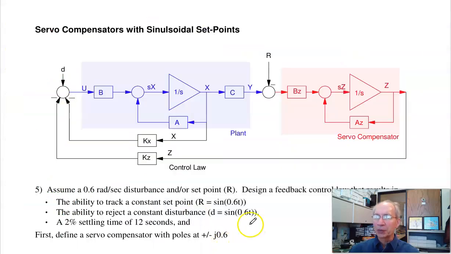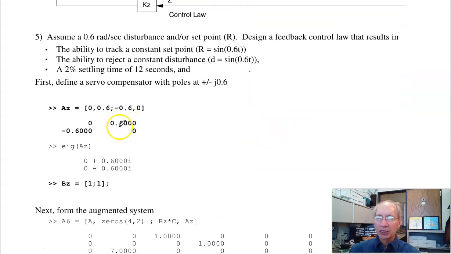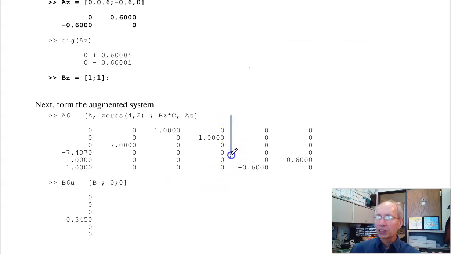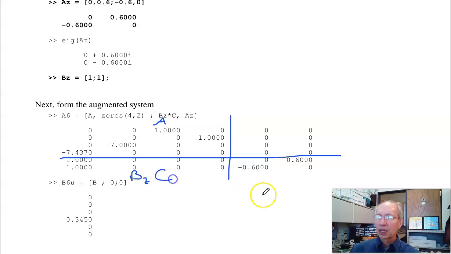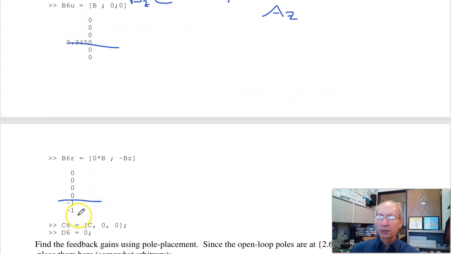Well, suppose I did want to track a sine wave. In that case, it's the same solution. Just add a servo compensator. This one has a pole at plus minus j0.6. B makes it controllable. So one way to do that is make the servo compensator up for the A matrix. Any old 2x2 system with poles at plus minus j0.6 works. Pick the B matrix to make it controllable. So here's your augmented system. This right here is your A matrix, zeros matrix, your BZ times C, and your AZ. Here's the B matrix with respect to U, B matrix with respect to R, C and D.